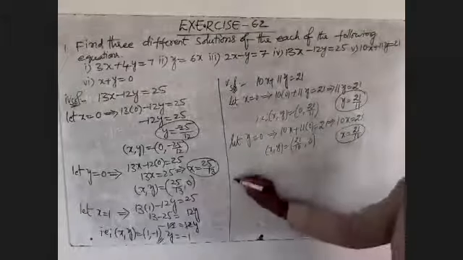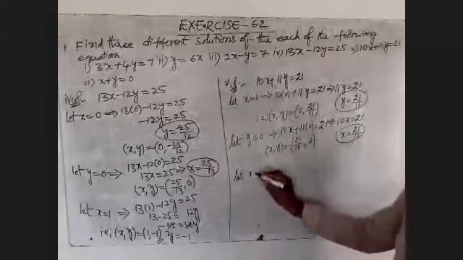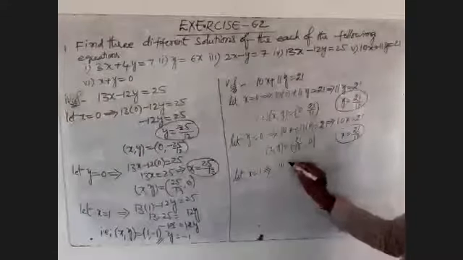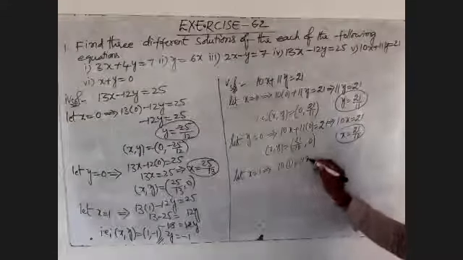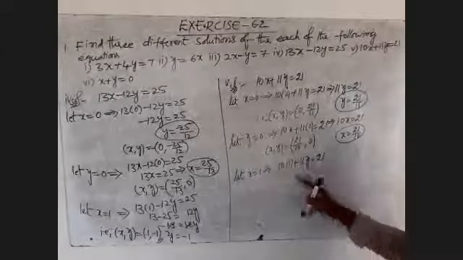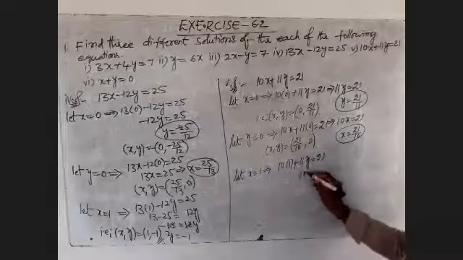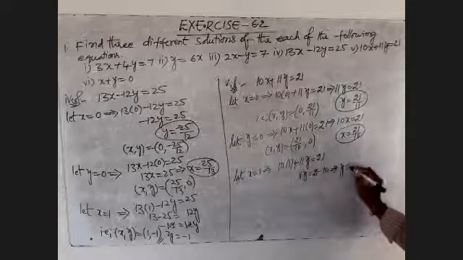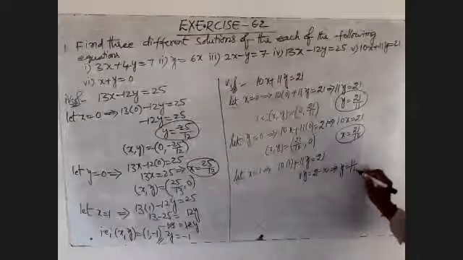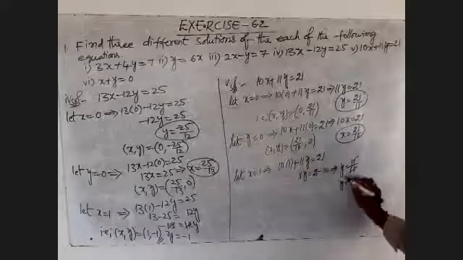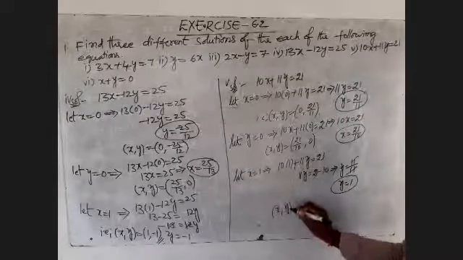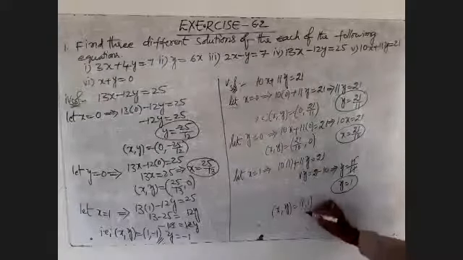Now the last point, x is equal to 1. I have to substitute in the given equation: 10 into 1 plus 11y is 21. 10 into 1 is 10. Remaining, 11y is equal to 21 minus 10, where y is nothing but 11 by 11. Both cancel, so the value is y is equal to 1. The solution is (x, y) is equal to (1, 1).